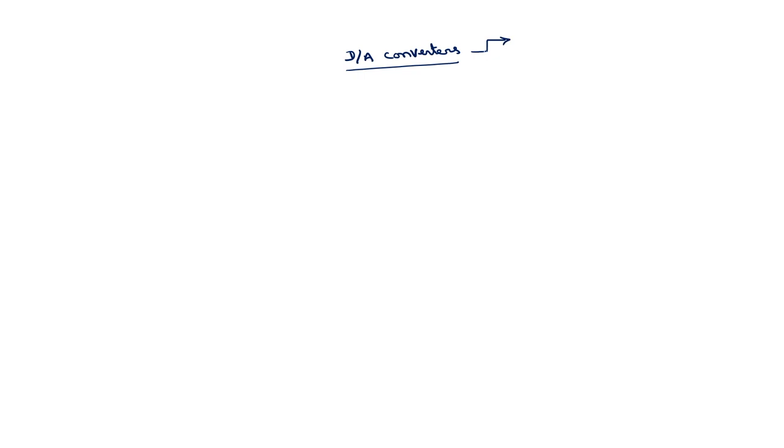There are basically three types of D to A converters. One is called weighted resistor. Another is R to R ladder. And another is inverted R to R ladder. Before going to discuss these D to A converters, first I will take the general theory of a D to A converter.